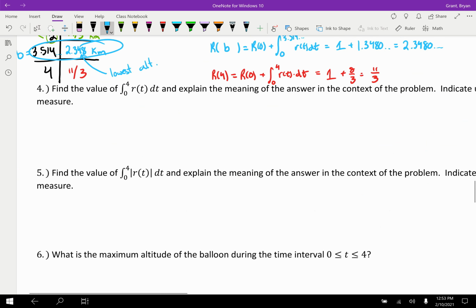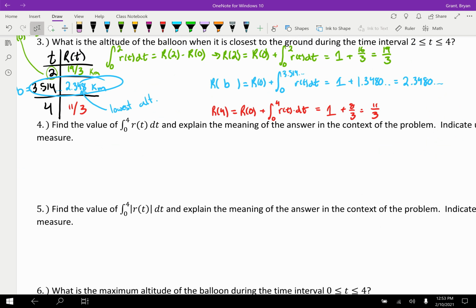Alrighty. Find the value of the integral from 0 to 4 of r of t dt. Oh, this is so exciting. We already did this. Look how awesome we are. The integral from 0 to 4 of r of t dt is up here, and it equals 8/3. Explain the meaning of the answer. Well, this is technically in kilometers, right? And that is the displacement of our particle, right?